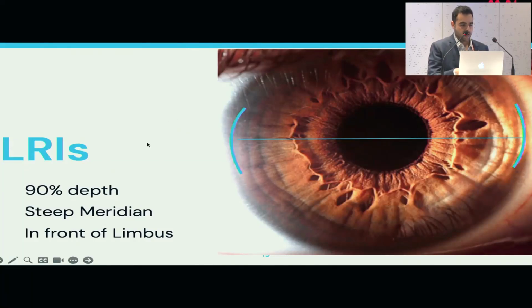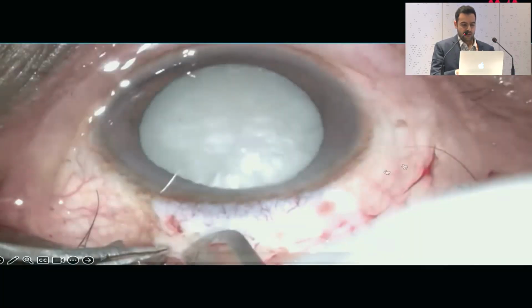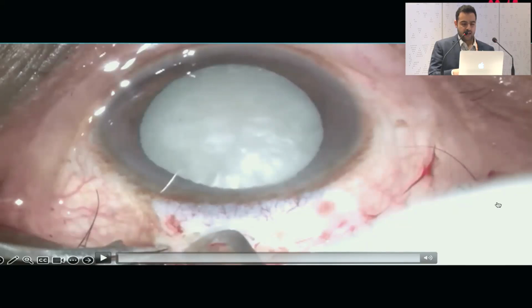So limbal relaxing incision, this is another thing. With a 90% depth and a steeper meridian in front of the limbus, we make the incision just in front of the limbus at a 90% depth to correct the astigmatism. There are pre-existing guarded blades which are available.